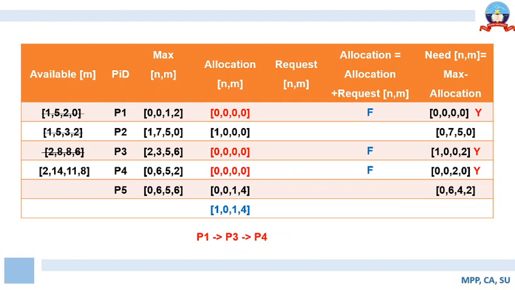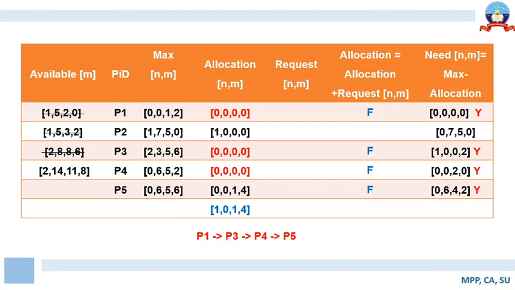Now out of the two processes that are left, P2 and P5, we need to select one. So I'm selecting P5. P5 will be assigned 2, 14, 11, 8 instances of resources R1, R2, R3, R4. It will complete its execution. The resources will be deallocated and added to the available set.